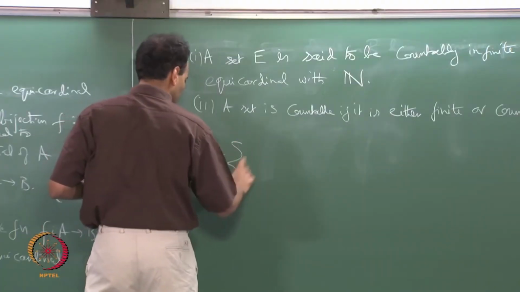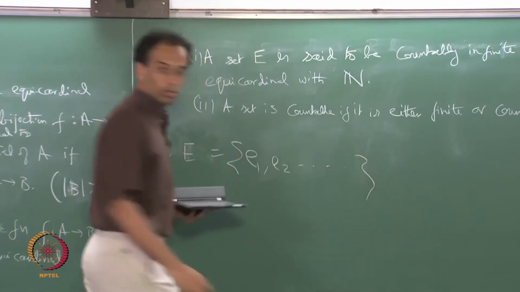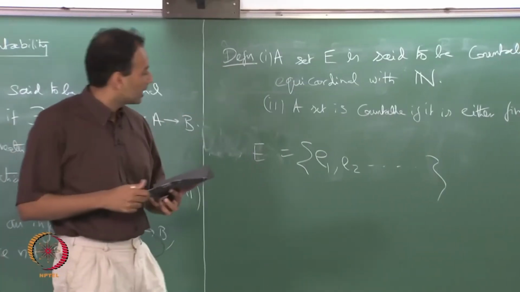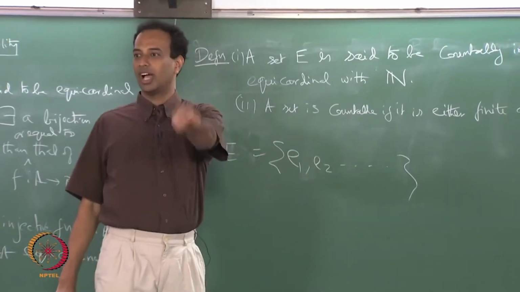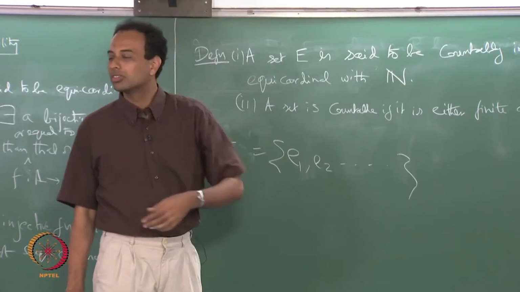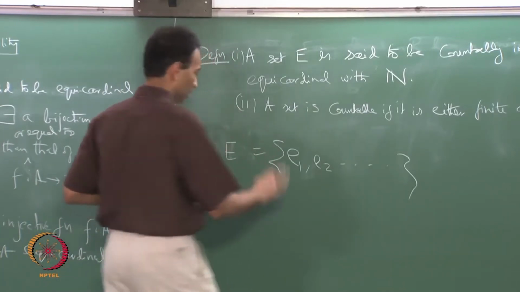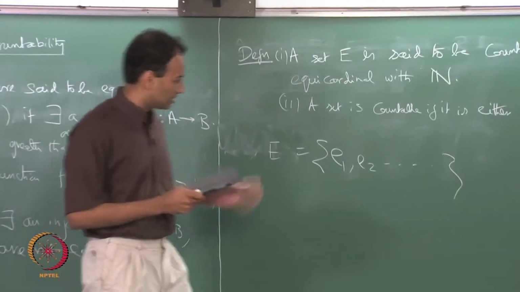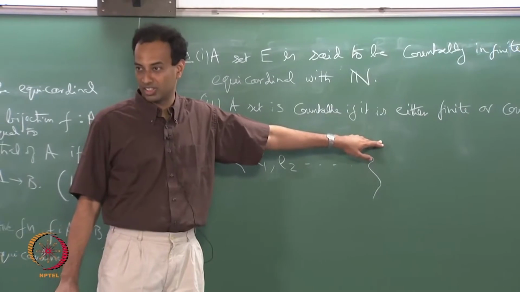So, there is a bijection from E to N. If the elements of E can be written as E1, E2, dot dot dot, correct. So the moment you give me a natural number n, I can identify the element En uniquely, and you give me an element, I can identify the index n. So if you can put this in a list, right, it is a countably infinite set.